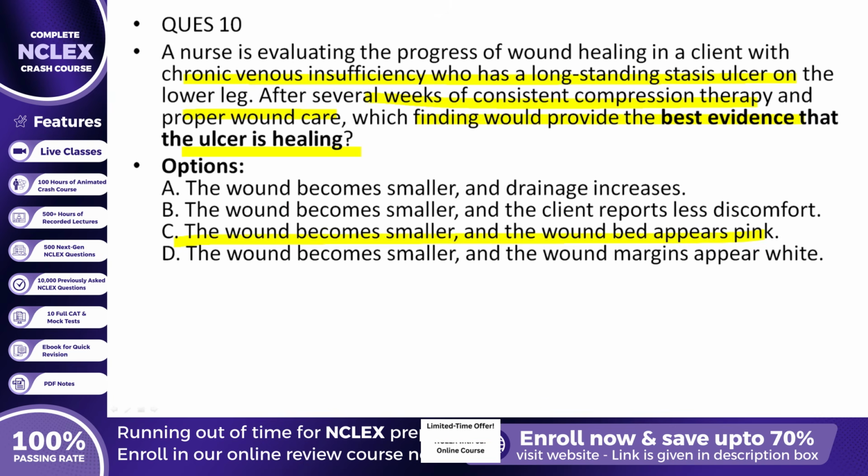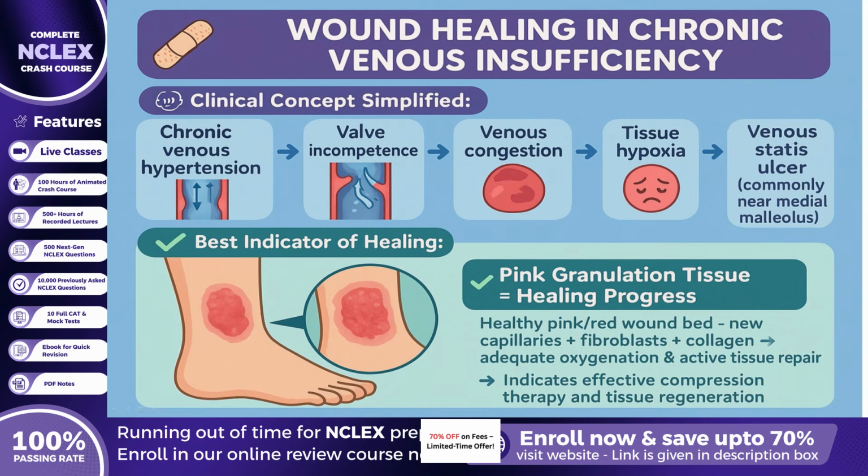To understand why, let us explore the clinical reasoning behind this. Venous stasis ulcers develop as a result of chronic venous hypertension caused by incompetent valves, venous congestion, and impaired tissue oxygenation. This leads to edema, accumulation of metabolic waste, and eventually ulceration, most commonly around the medial malleolus. Healing in such ulcers depends on restoring venous return, controlling infection, and promoting granulation tissue formation.